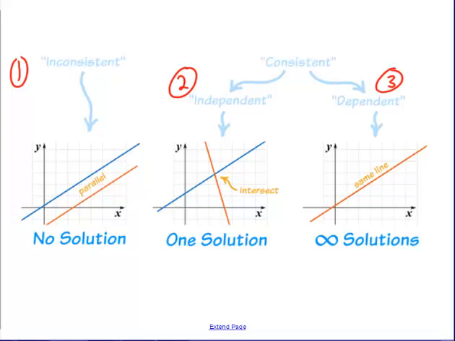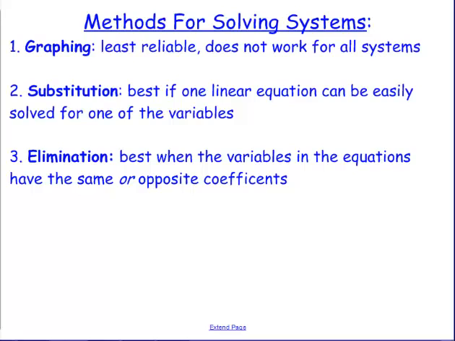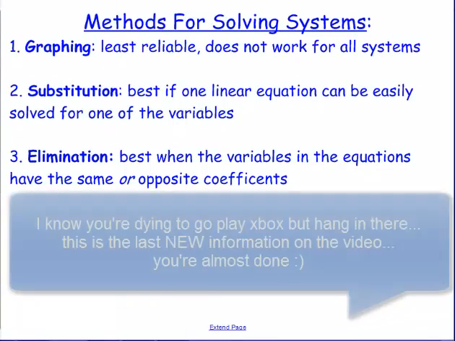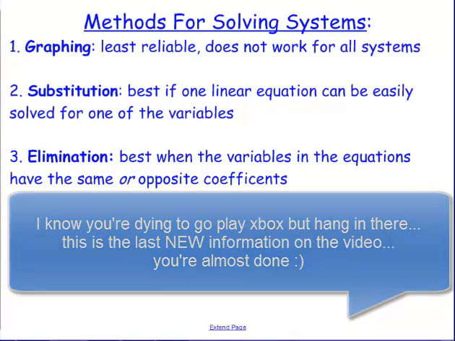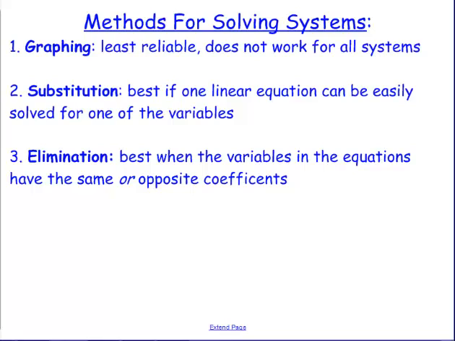Now, where we want to go from here is, how do we solve these systems? How do we find these solutions? There are 3 different methods that we will work through in Unit 5. The first one we'll cover today. The other 2 will come down the road. As you see, we can use graphing, substitution, and elimination. Graphing, the problem there is it's the least reliable and it does not work for all systems.